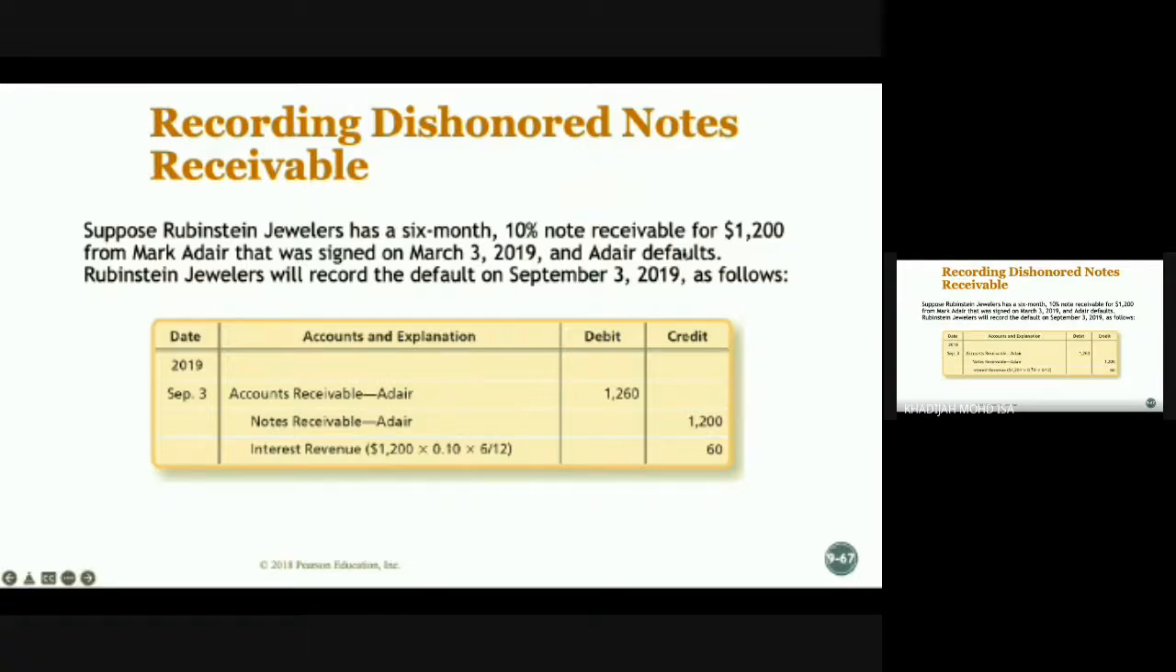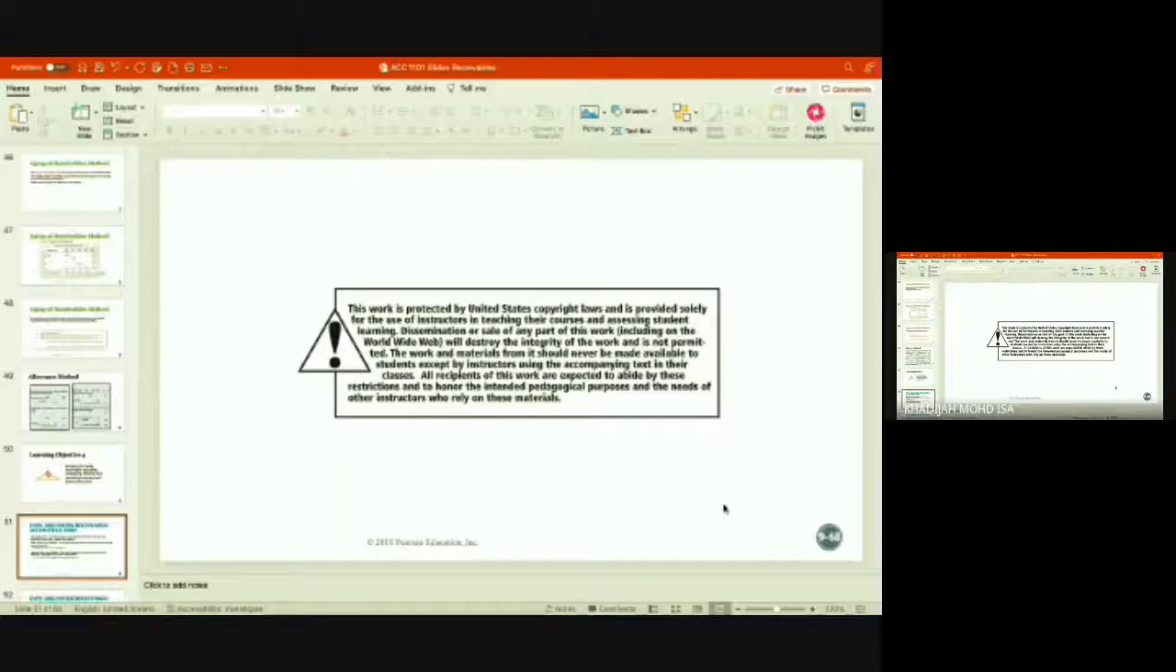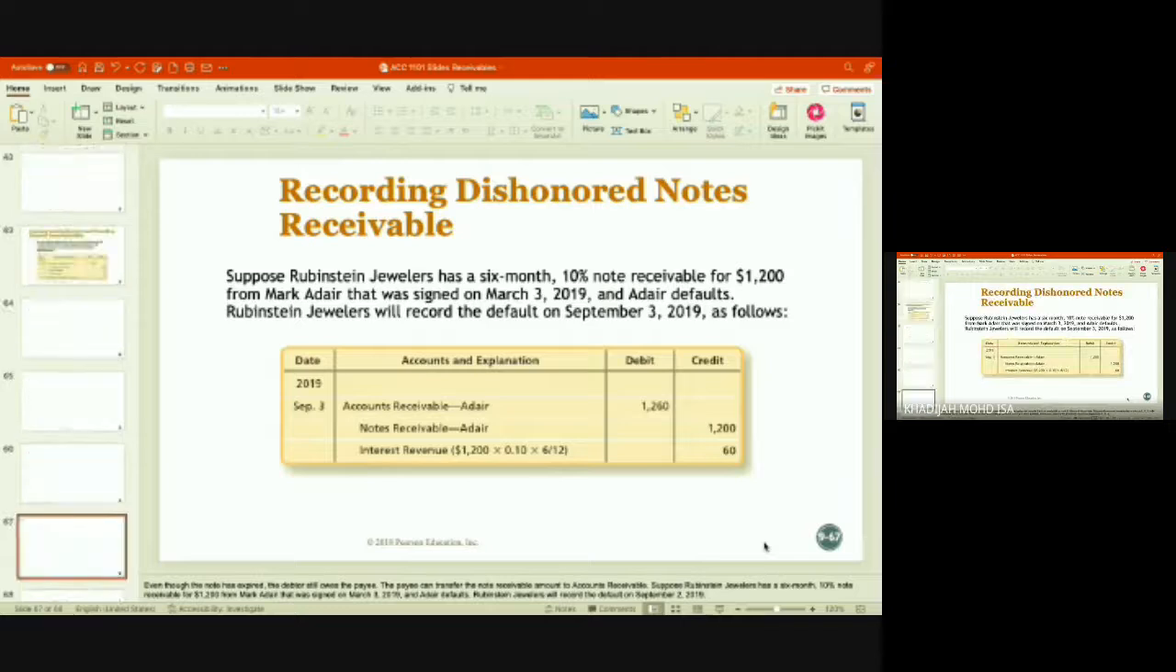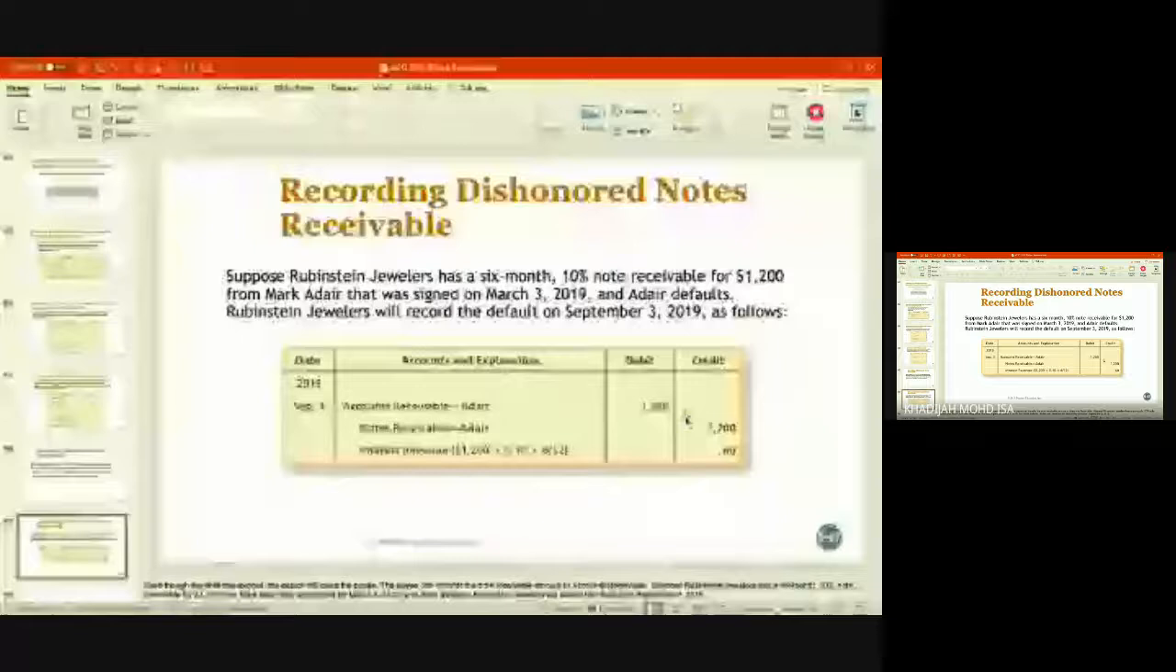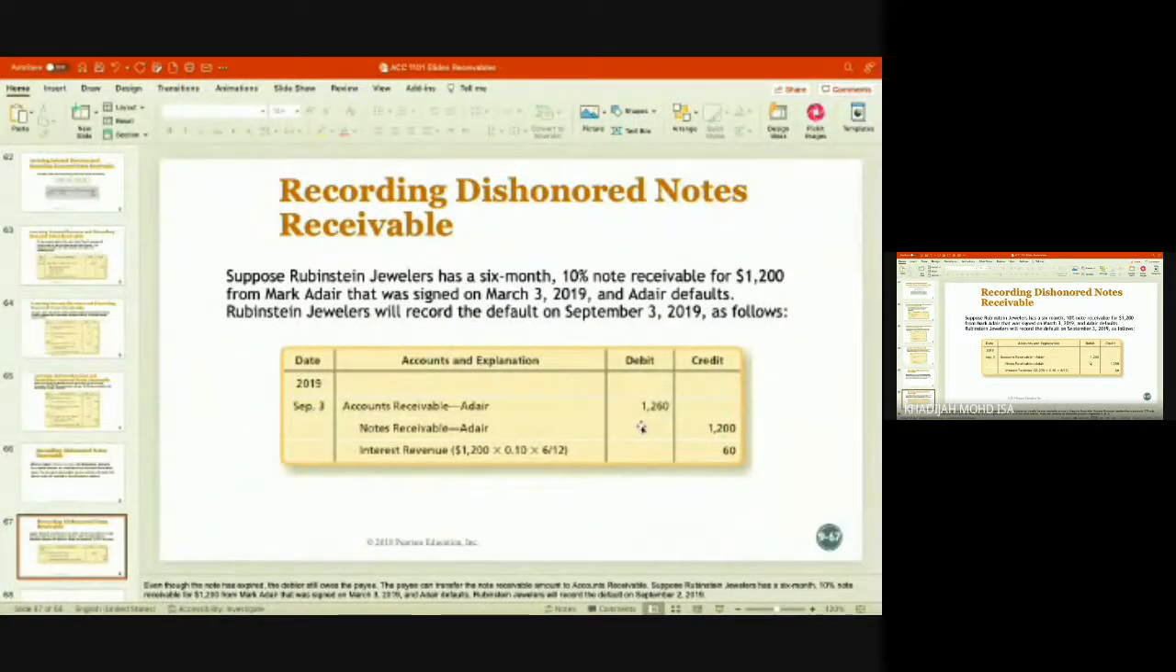When you default, it means that it becomes dishonored. So what you do, you debit again your account receivable, and then you credit your notes receivable and interest revenue. So you cancel your notes receivable, but you create account receivable.